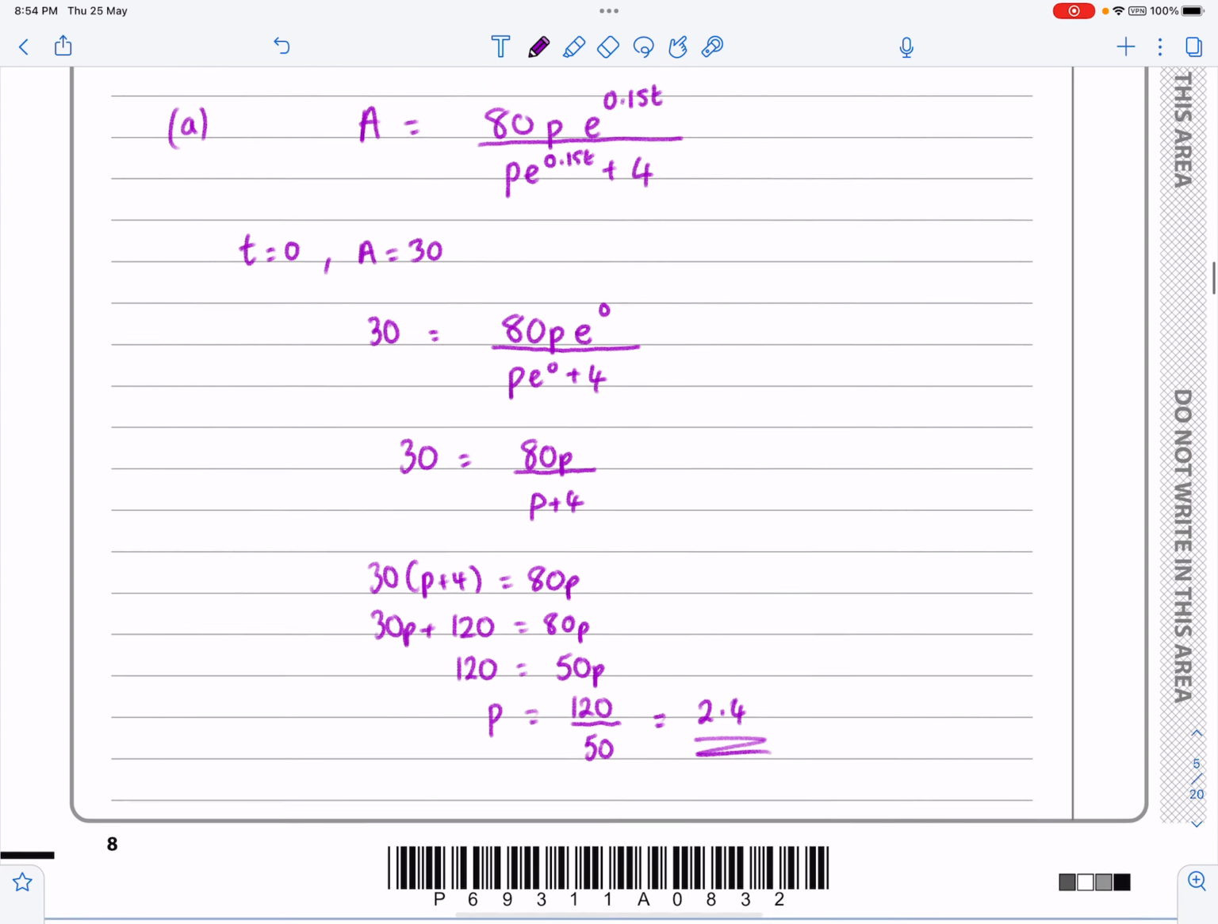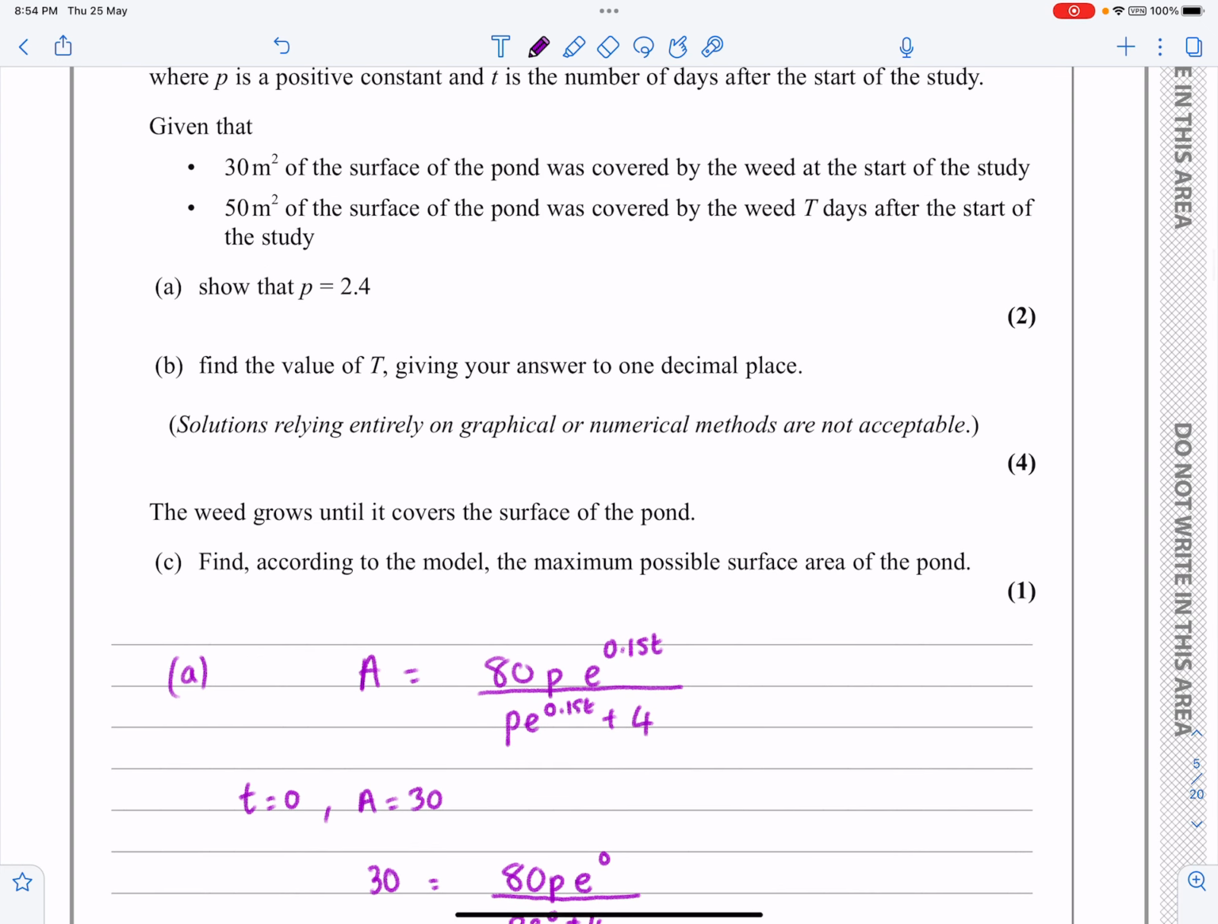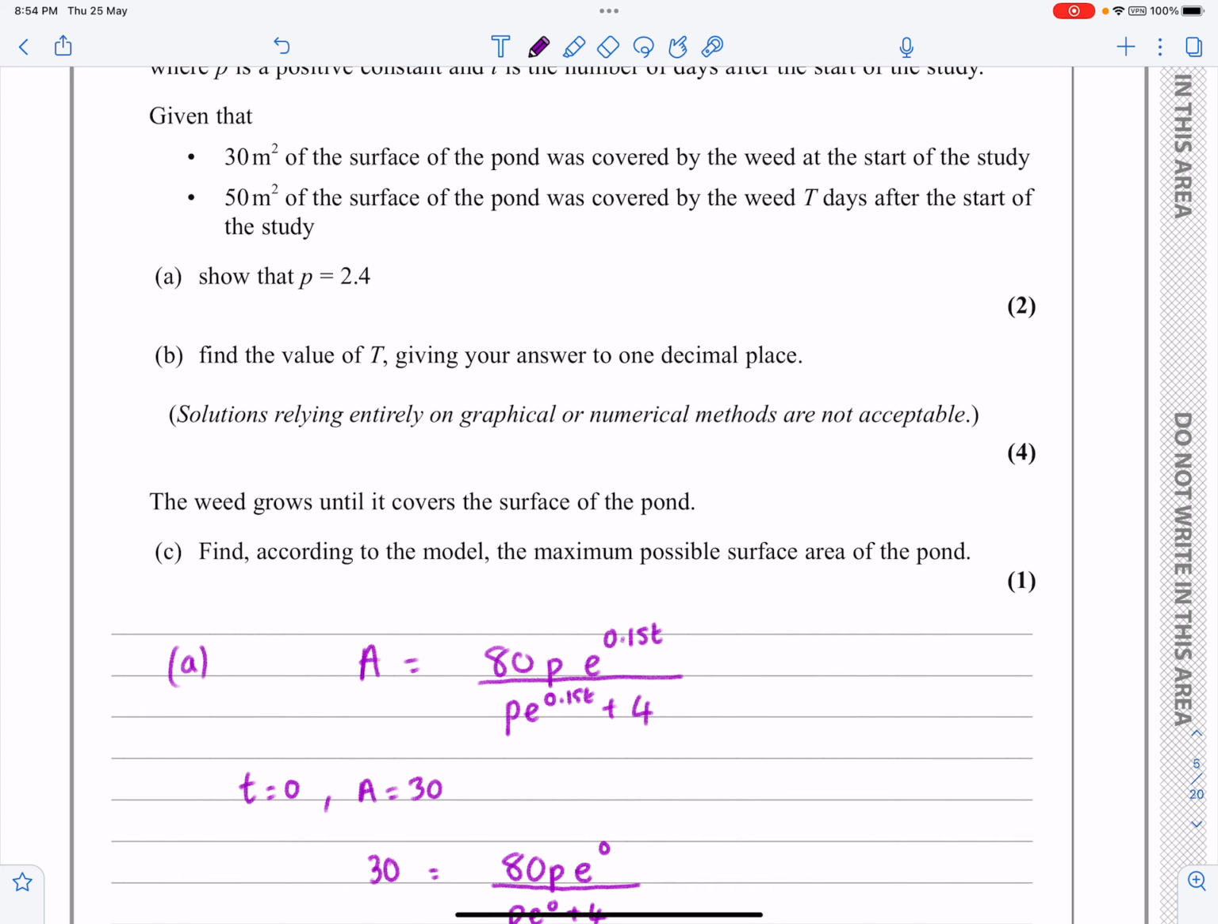Just go back and check. Find the value of t, giving your answer to one decimal place, and that's a number of days on this part. Okay, so let's have a look at part C. So it says the weed grows until it covers the surface of the pond. Find, according to the model, the maximum possible surface area of the pond.